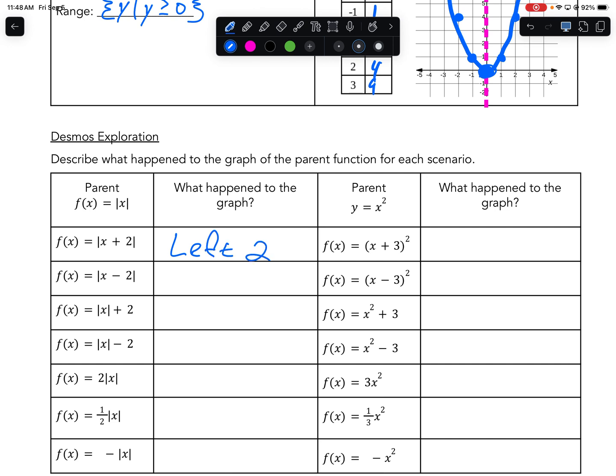How about x minus 2? Where does that move? Right 2. How about plus 2 after? Up 2. Minus 2 after? Down 2. Now let's put in, what do you think happens to the y values? Because we're multiplying by 2. Is it a vertical stretch or a compression?